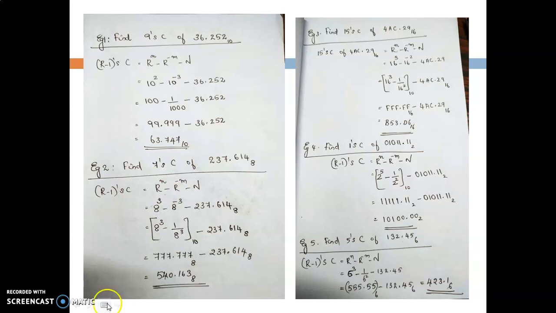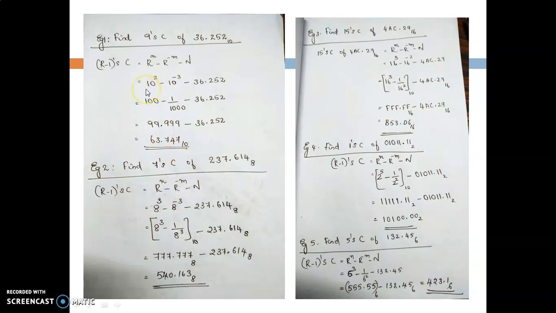So instead of representing minus 36.252, I am just mentioning it as 63.747. So this is the 9's complement, or negative representation, of the negative value of 36.252. That is what it means. So how will you find out the 9's complement of 36.252? As per the formula, it is r raised to n minus r raised to minus m, minus the number.